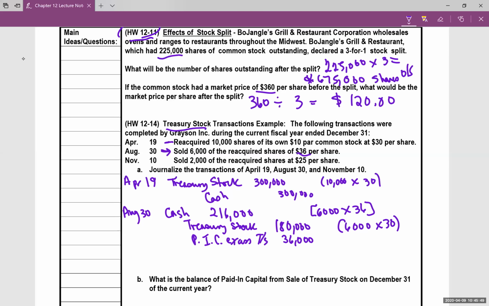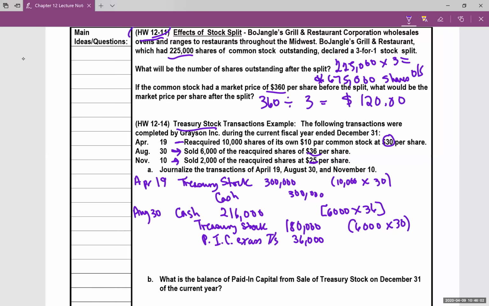Okay. And then finally, November 10th, they sold 2,000 at $25. And so this was less than the $30. $25 is less than the $30. So pay close attention on this one. November 10th. They sold some stock, so they're still going to debit their cash, and they are going to debit it for $50,000. And the calculation on that is the 2,000 they sold times the $25. That's the 50,000.